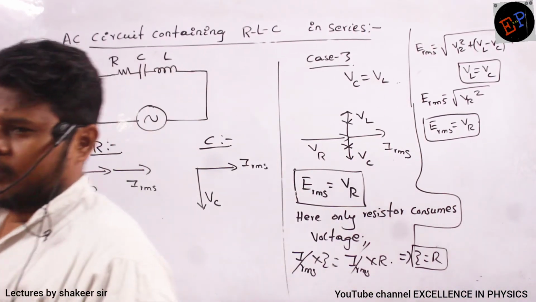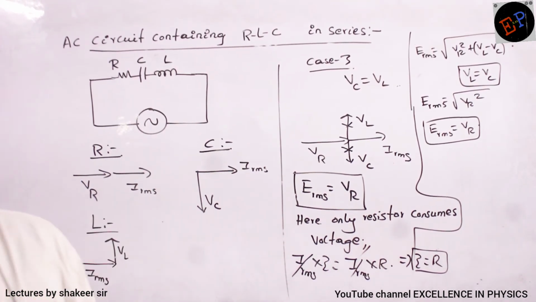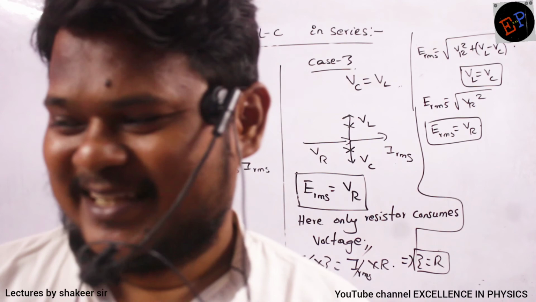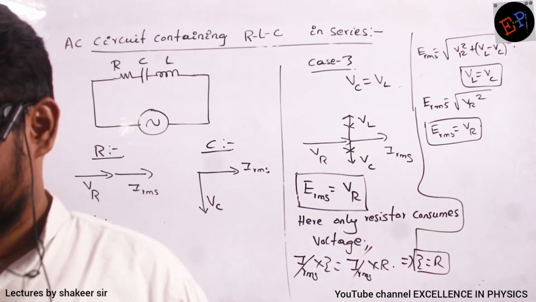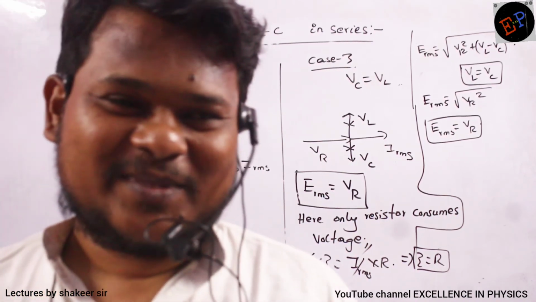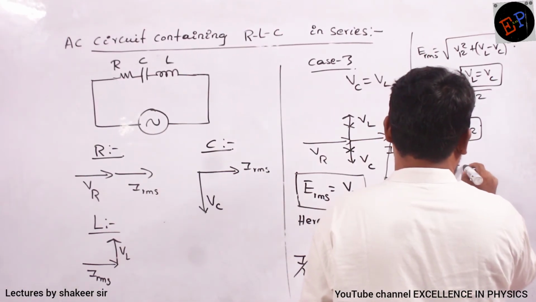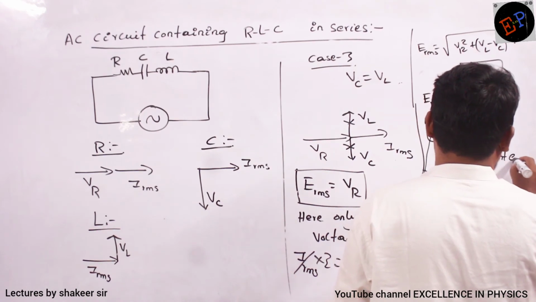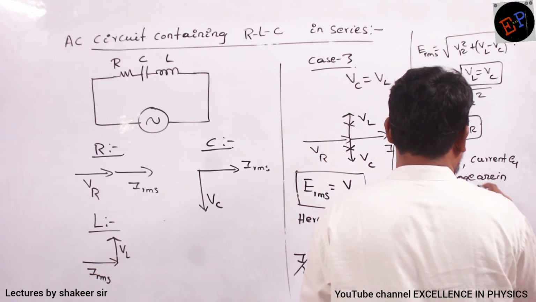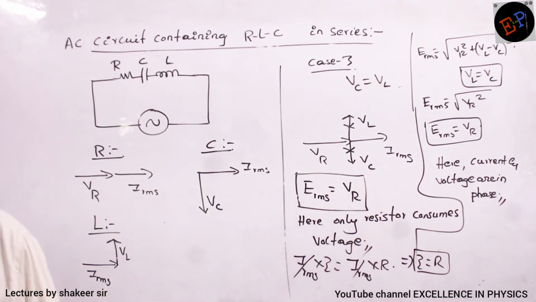Understood, no? Now in this circuit, who is leading, who is lagging? If nothing is happening, what does that mean? Constant, zero, it means both of them are in the same phase. That is the meaning of this, no? Clear? So here current and voltage are in phase. Current and voltage are in phase. They are in the same phase. That is the meaning of it. Clear, no? That's it.